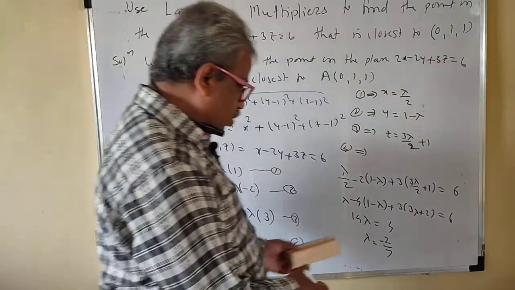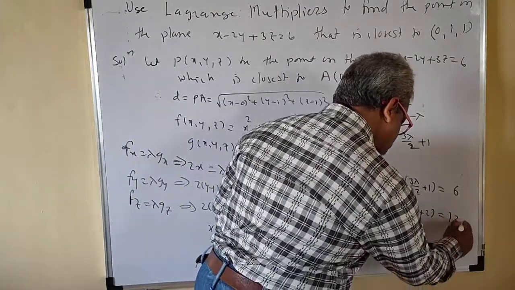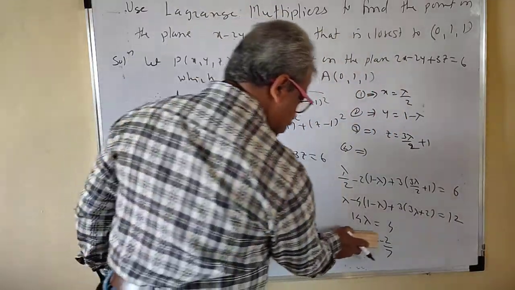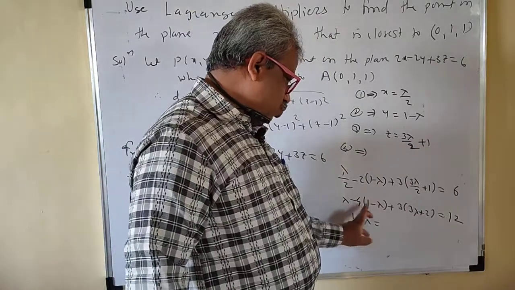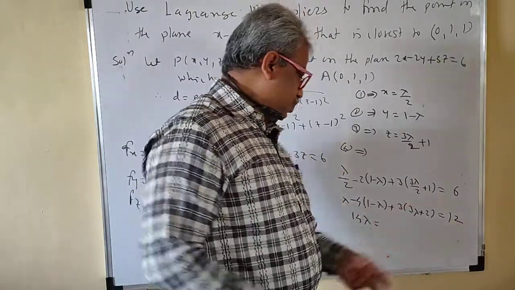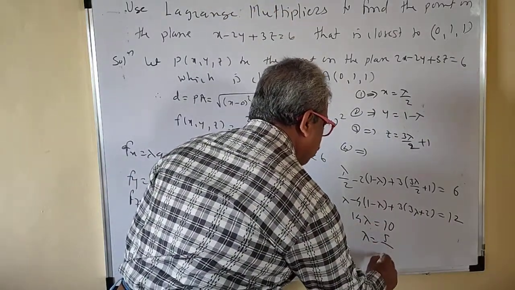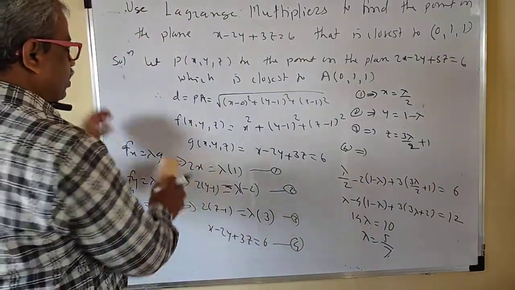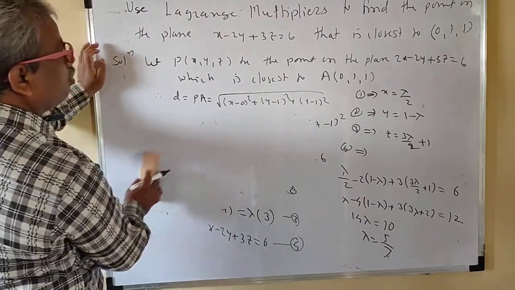Oh, you have to multiply by 2 here, right? You have multiplied this, but 12 will be here now. Okay. So now this is minus 4 plus 6. Minus 4 plus 6 is 2 now, and 2 is shifted there. Then this will be 10 now. So lambda is equal to 5 by 7. Okay. Lambda is equal to 5 by 7.